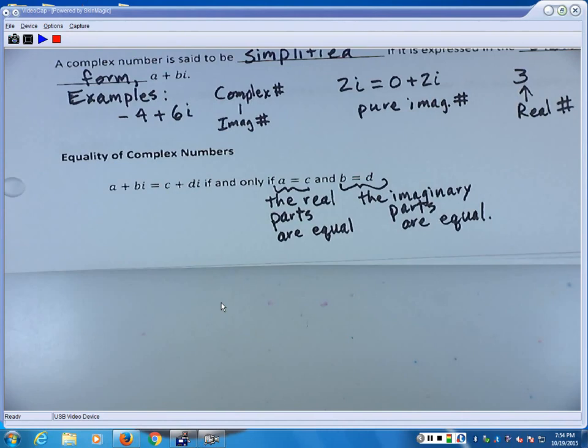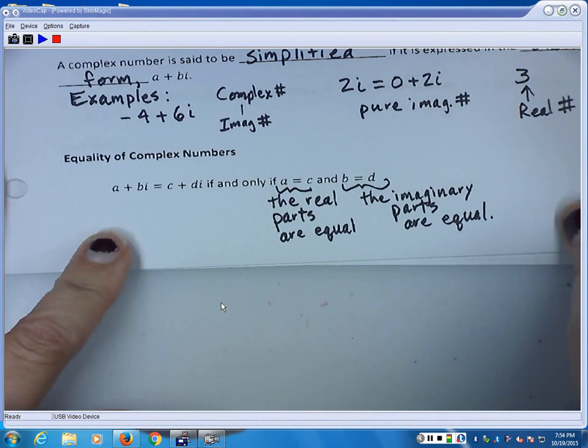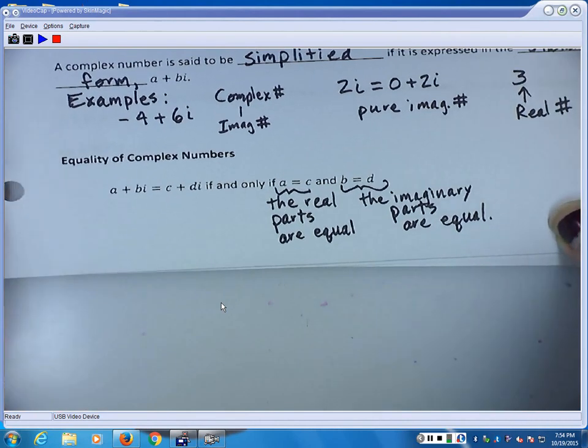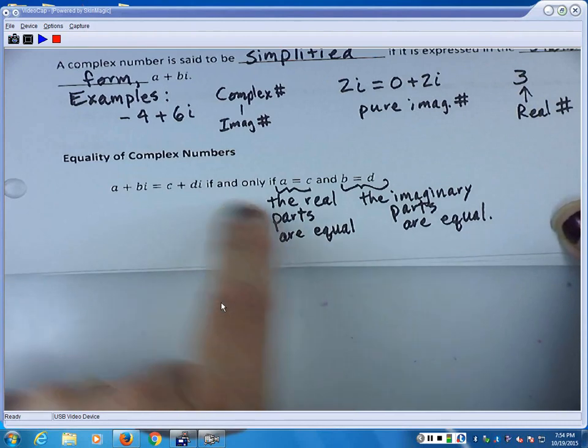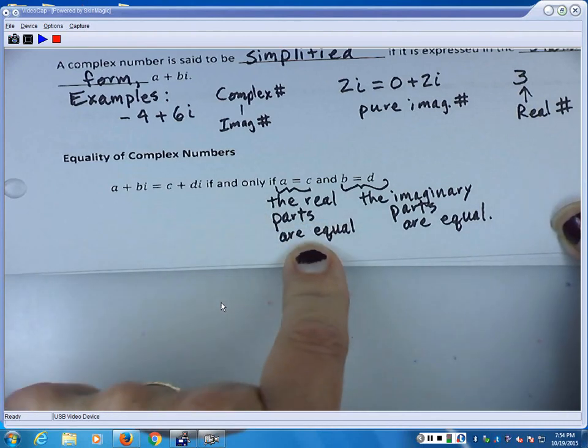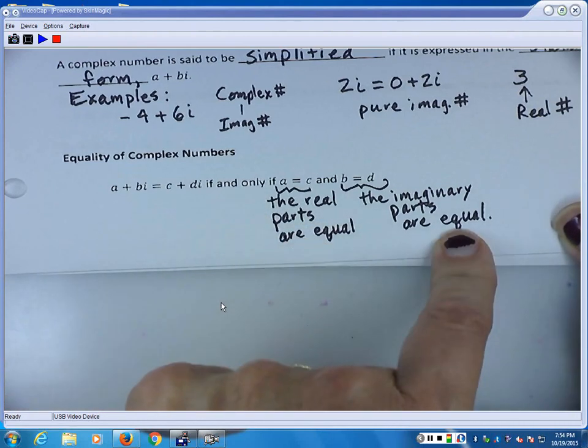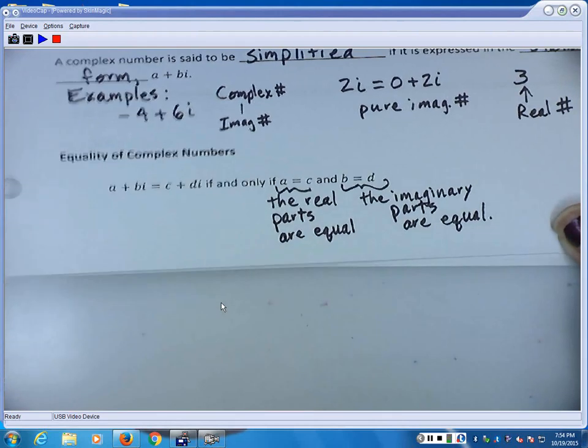The real parts are equal and the imaginary parts are equal. That makes sense, right? They can only be equal if the real parts are equal and their imaginary parts are equal. And the "if and only if" means it goes the other way. If the real parts are equal and the imaginary parts are equal, then they're equal. So.